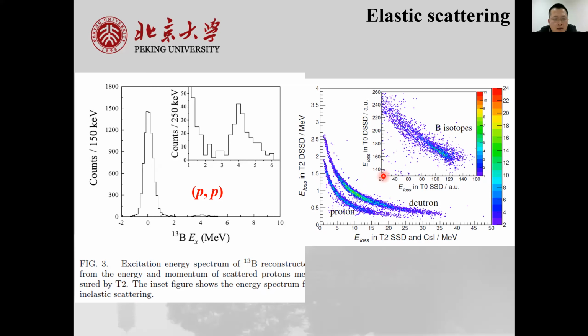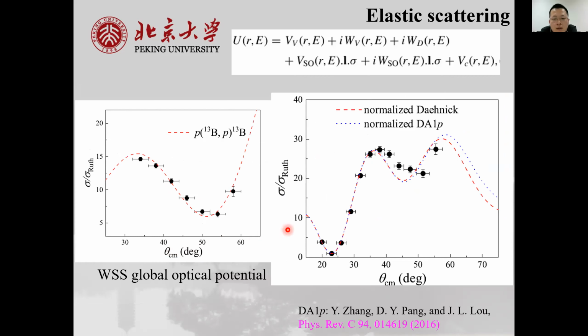After we reconstruct the excitation energy spectrum, we get the ground state peak and use the angular distribution of the proton or deuteron to analyze the scattering differential cross section. This is the scattering data we obtained for the proton target and the deuteron target.